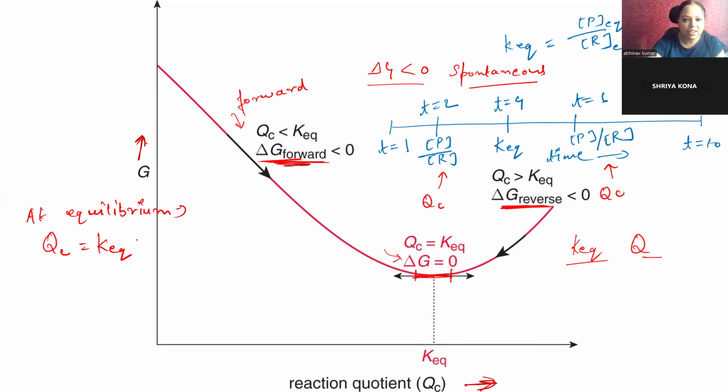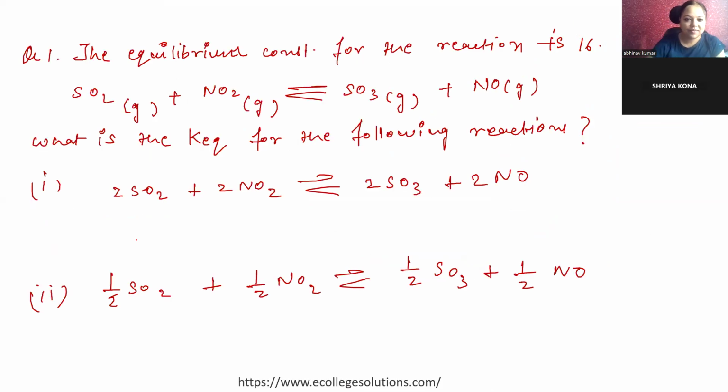Okay. We will do certain calculations based on this concept. And now, this is for you, certain questions. The equilibrium constant for the reaction is given as 16. It is given, it is 16.